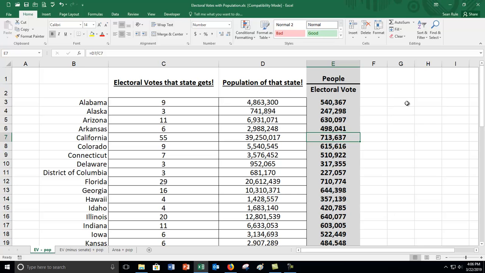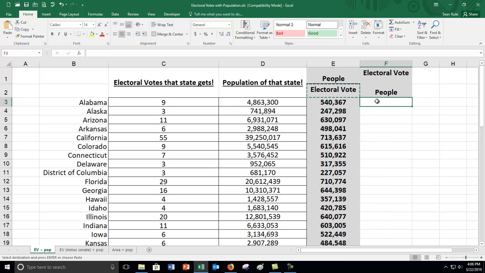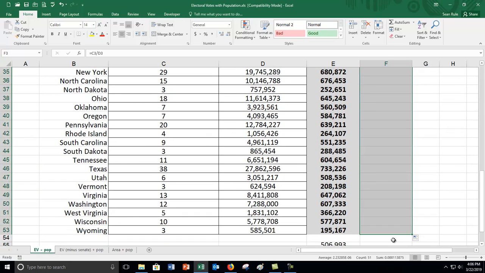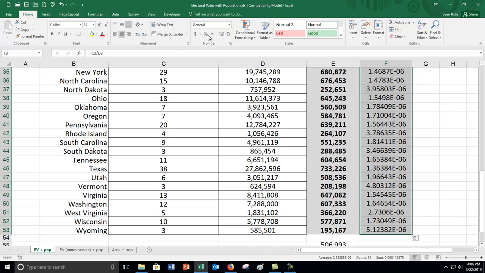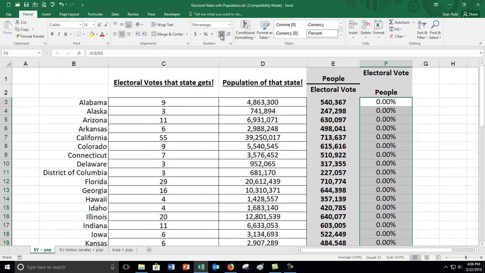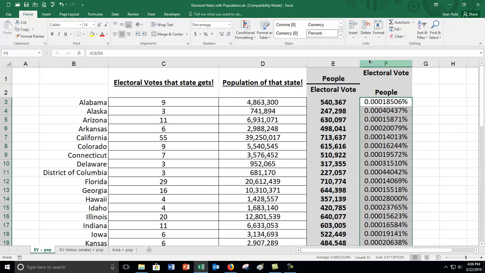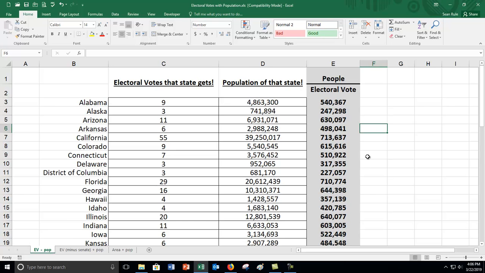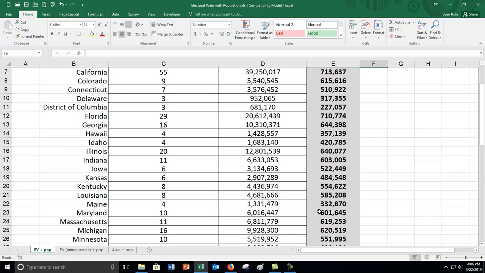We can look at this a different way, doing exactly the opposite: electoral votes over people. Let's divide it the other way and drag that down. These numbers will be very, very small for the most part. Let's change them to percentages and get some more rounding. You know what? This is dumb. They're so small it's impossible to deal with them. Let's just stick with these numbers. But the point is that these numbers are wildly variant.